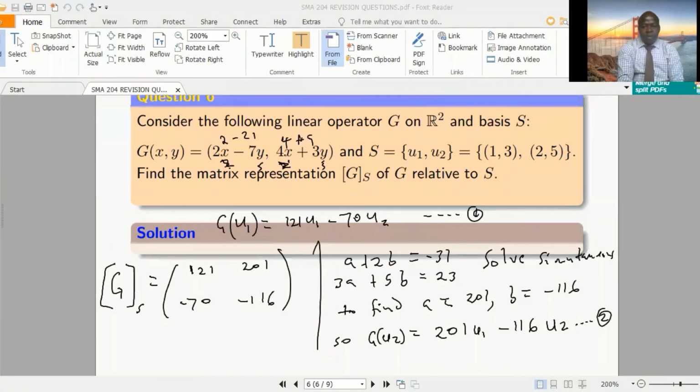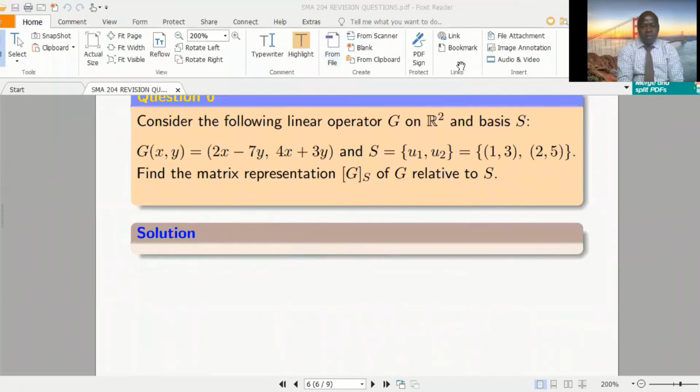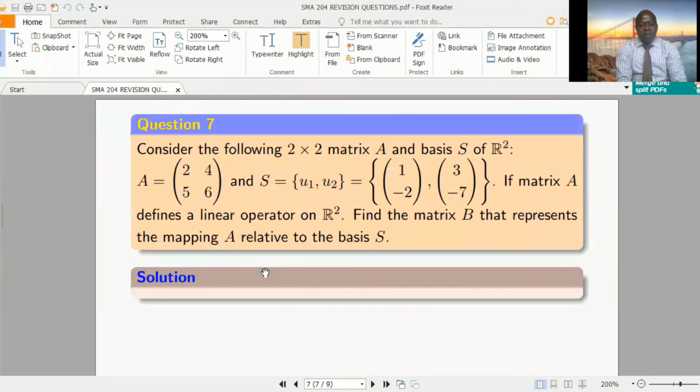Let's look at the next question. These are similar questions, just the same as the one we already did. The question is, consider the following 2 by 2 matrix A and the basis S. We are given A and we're given the basis. Now, if A defines a linear operator on R2, find matrix B that represents the mapping A relative to basis S.